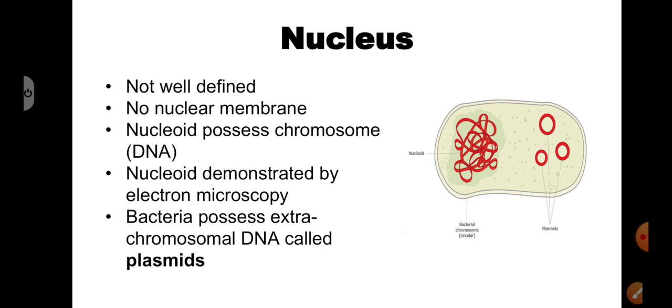Apart from this nucleus, the bacterial cells have some extrachromosomal DNA known as plasmids. What is this extrachromosomal DNA? It is DNA outside the main nucleus, in small pieces known as plasmids, which help in the transfer of genetic information from one bacterium to another. Here you can see these circular ones are the plasmids, and the diffusely arranged nucleoid is the main nucleus of the bacteria.